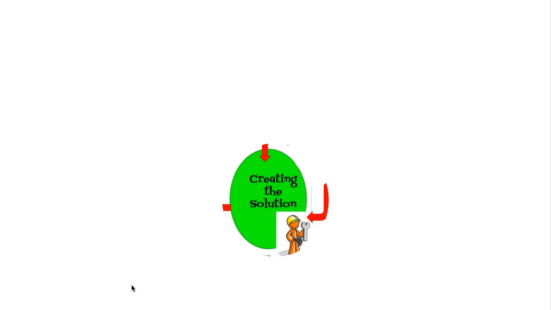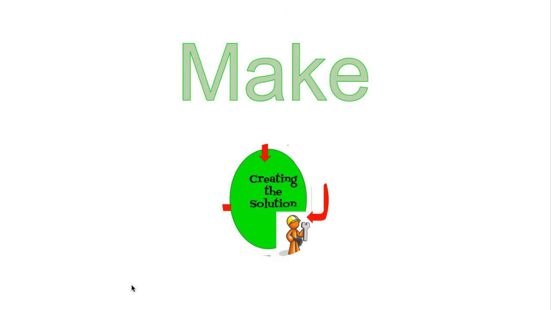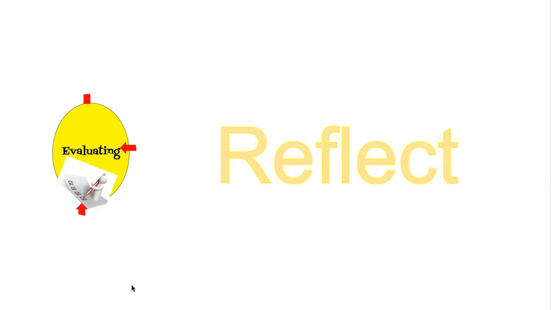In the creating the solution step, you follow your plan to create a prototype or product. Another word that you could use in place of creating the solution is make. In the evaluating step, you might test your prototype or product. You would then consider how well you followed your plan, how successful your finished product or solution was, and how it could be improved. Another word that might be used in place of evaluating is reflect.